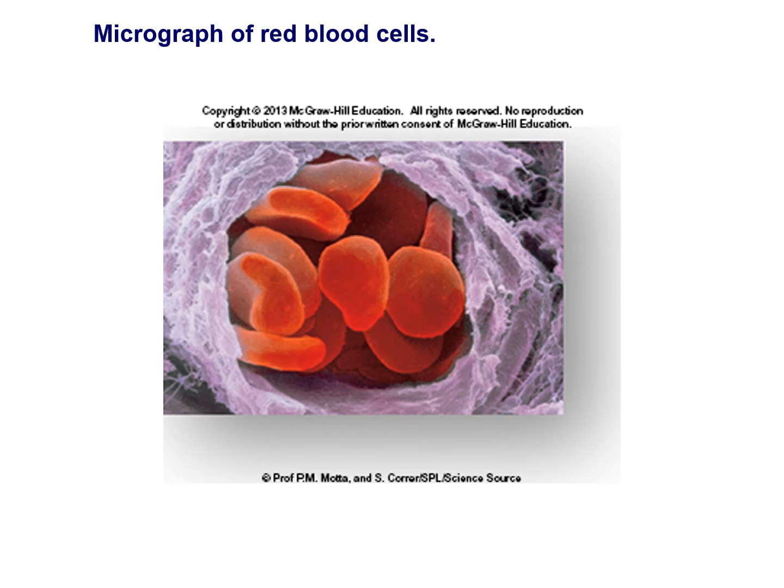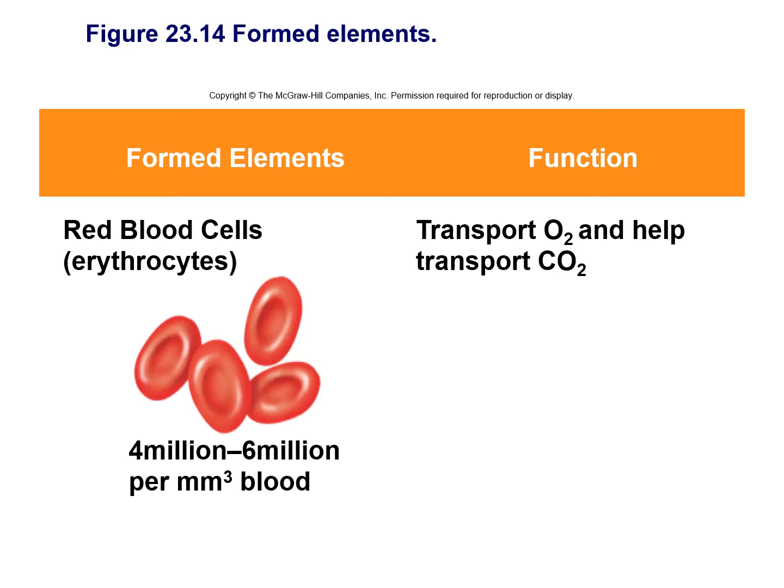So here's what it looks like in a micrograph, so under the microscope. These are the formed elements. So we've got red blood cells. These make up about 4 to 6 million per cubic millimeter in your body. And their main function is gas transport, O2 and CO2. That's what they're there for.